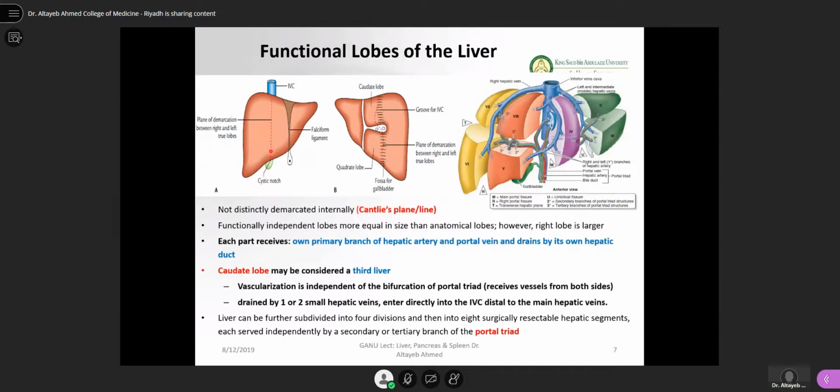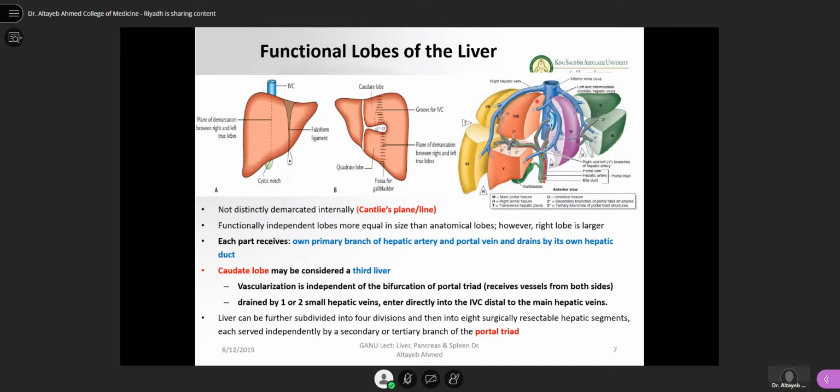We have the caudate lobe, and we consider it as a third lobe because it has its independent blood supply from the portal triads. So it receives its blood supply, hepatic artery and portal vein, from both sides. And usually it drains by its own hepatic veins, which are usually two, just distal to the three hepatic veins.